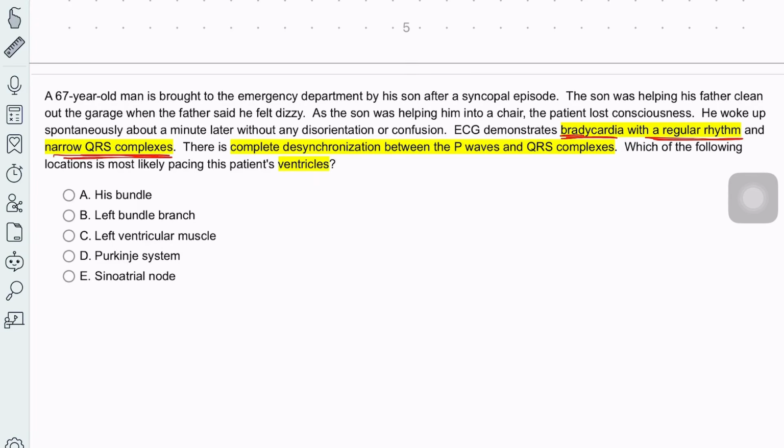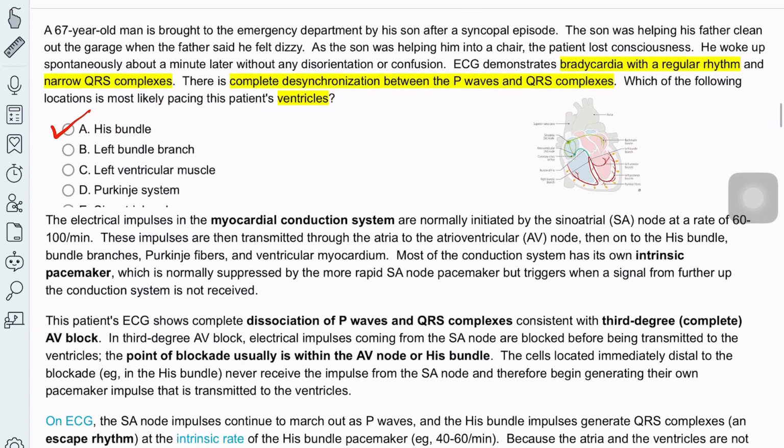There is complete desynchronization between P wave and QRS complex. This indicates that there is a heart block. Which of the following locations is most likely pacing this patient's ventricle? The options are bundle of His, left bundle branch, left ventricular muscle, Purkinje system or SA node. The answer is bundle of His.